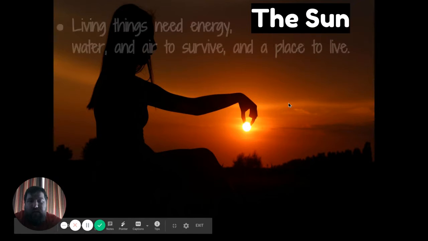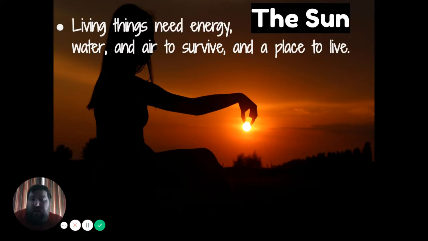All right, so the sun. Living things need energy. They need water, they need air to survive, and they need a place to live. So what does the sun have to do with energy? Well, we got to remember back to photosynthesis, right? It's the start of the flow of energy. It's the start of the food chain. Pretty much without our sun here on our planet, we wouldn't be able to survive.